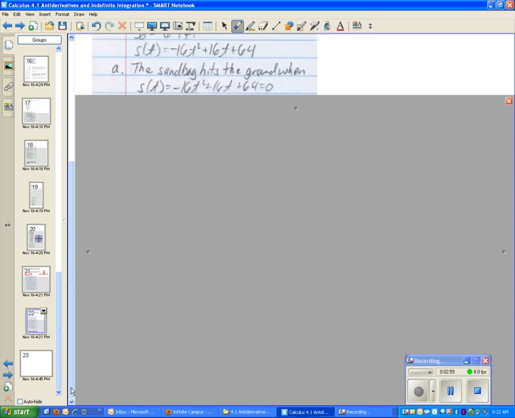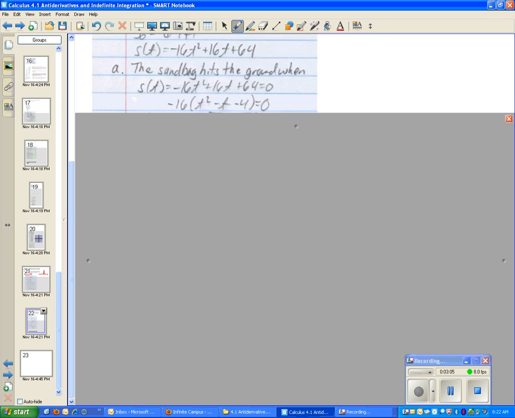All right, we can solve that. Well, I can solve that. We'll see if you can. Factor, take out a negative 16, leaving me with t squared minus t minus 4 equals 0. And I'm feeling really good about that until I realize I can't factor that trinomial. Go ahead, try. You can.